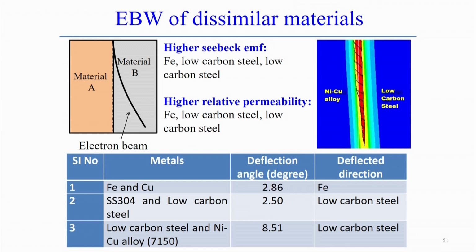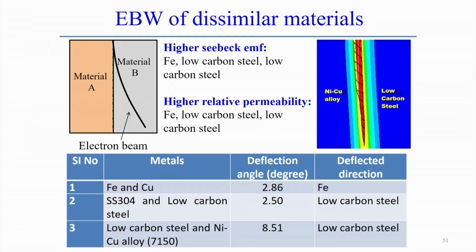So, for example, material A should be the copper and material B should be the iron in this case, so the beam is deflected towards the iron. Second combination, we can see stainless steel and low carbon steel. Here we roughly estimate the deflection angle is around 2.5 degree, although it is very small, but the beam will be deflected in this case towards the low carbon steel. That means material A is the stainless steel and material B is the low carbon steel.